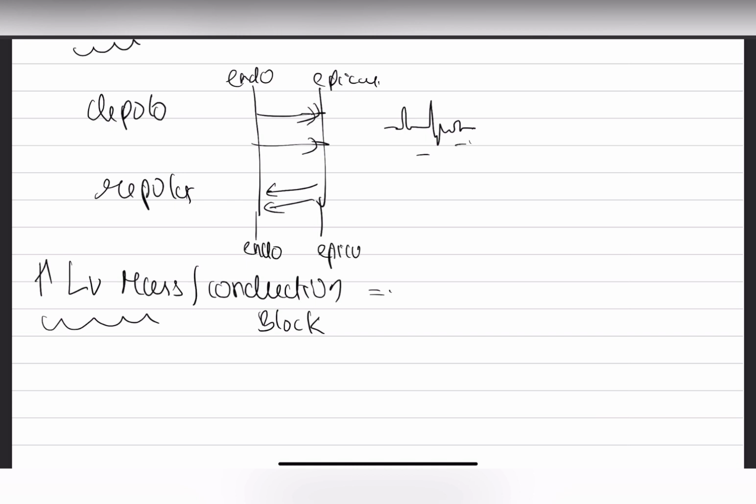Because the time taken for depolarization is very long, the repolarization wave cannot wait. It starts from endocardium to epicardium. This results in a T wave which is in the opposite direction to the QRS complex. So this is what is called the secondary STT changes.